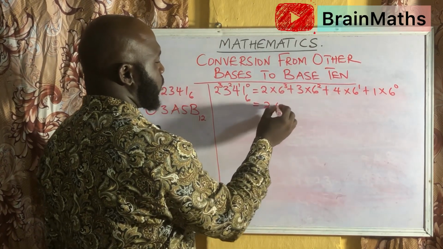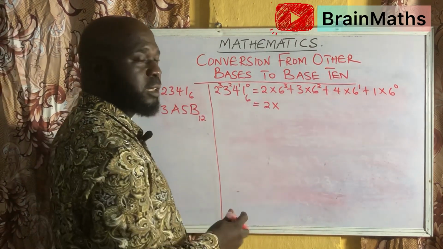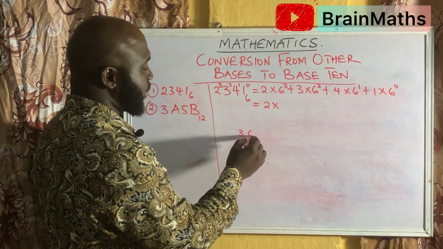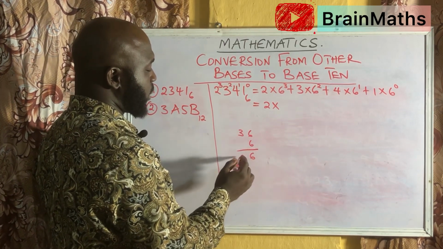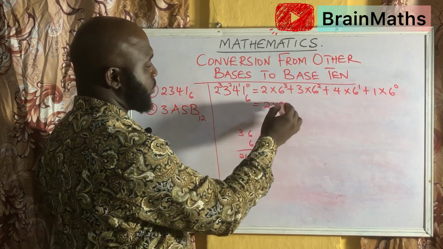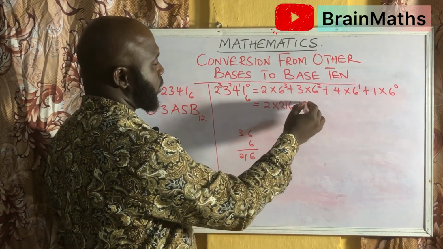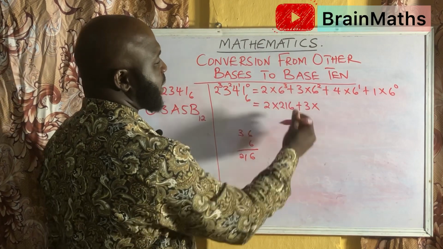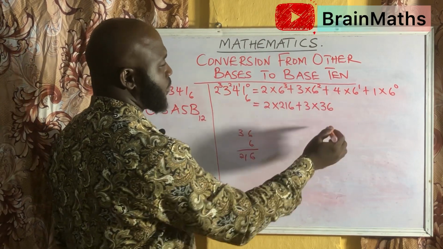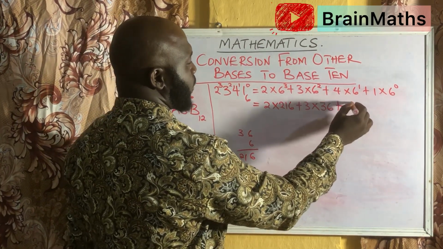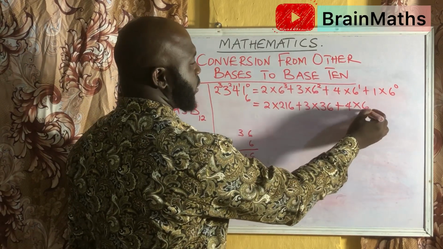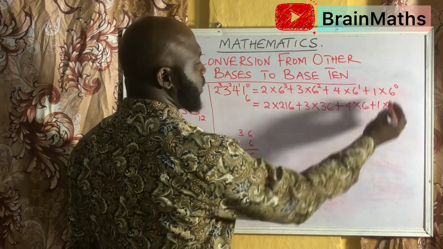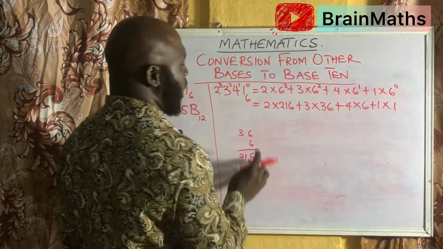So we have 2 times 6 times 6, 36. 36 times 6, that will give us 6, 18 plus 3, 216. Plus 3 times 6 times 6 will give us 36. Plus 4 times 6 raised to power 1 will give us 6. Plus 1 times 6 raised to power 0 will give us 1.